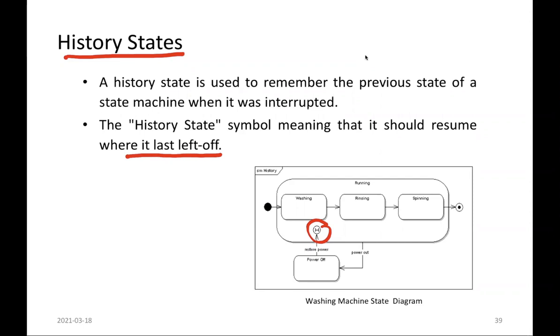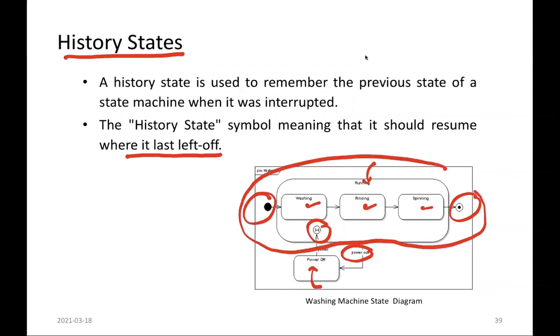In the following figure, we have one initial pseudo state, we have one exit or final state, we have three regular states compounded underneath the running state, and then when the power is off, this is a transition, we're going to go to the power off state. However, the entire running state should be saved within a history notation, so when the power is on, we go back to exactly where the system was last left off.